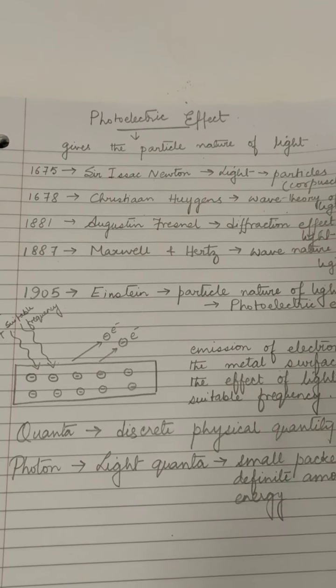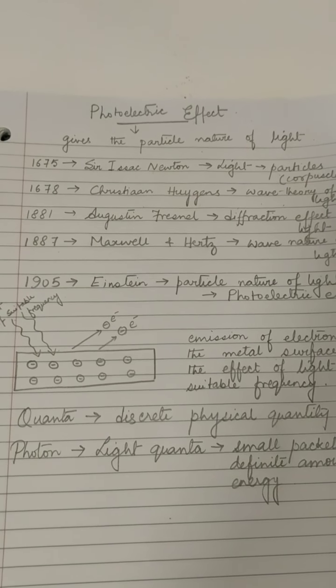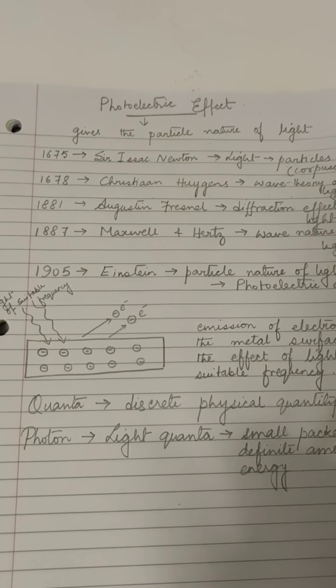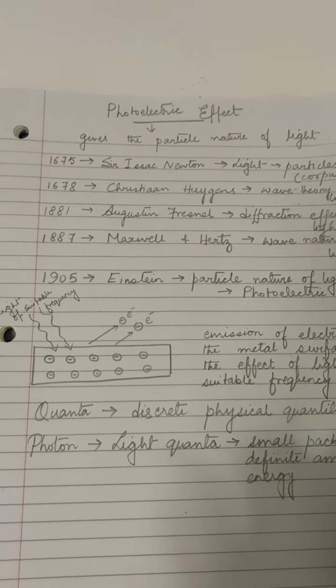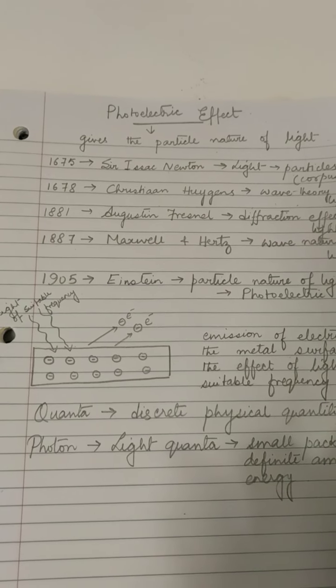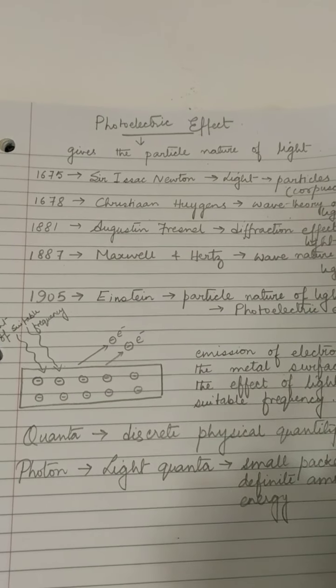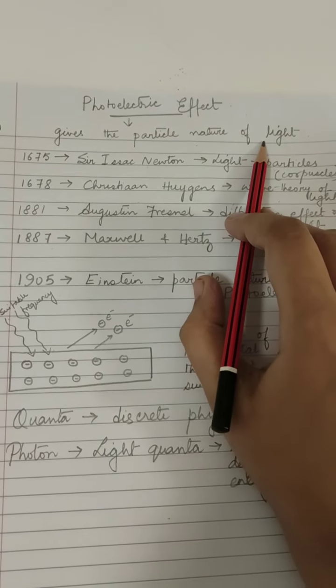Today we are going to do photoelectric effect. In this lecture of photoelectric effect, we will cover till work function and kinetic energy of photoelectrons and their relation. And in the next lecture of photoelectric effect, we will be doing the stopping potential and photoelectric current. So photoelectric effect gives us the particle nature of light.